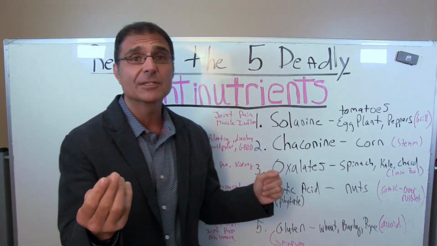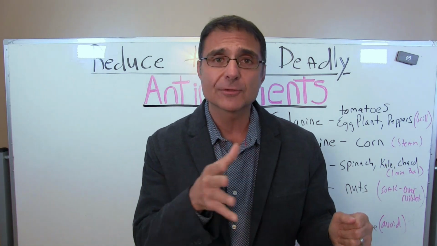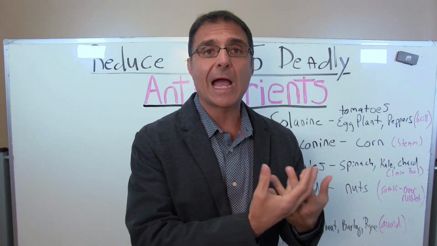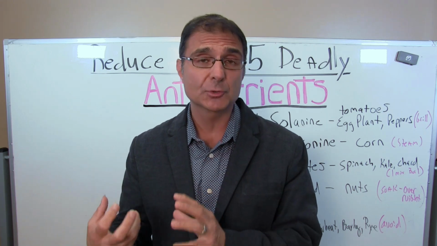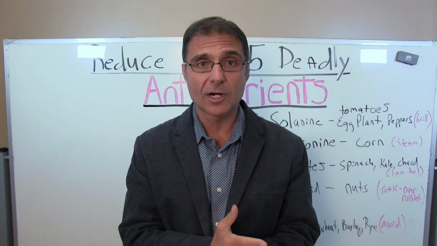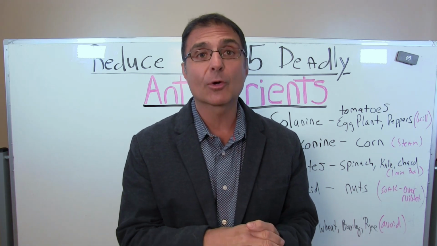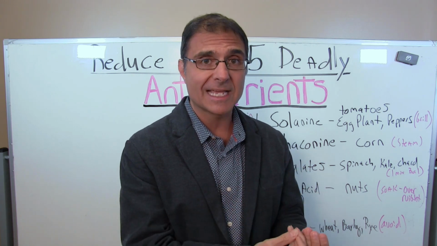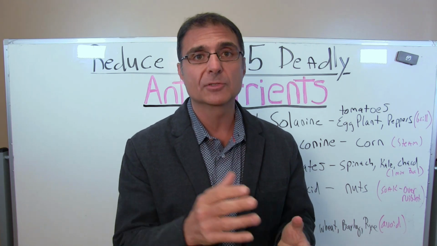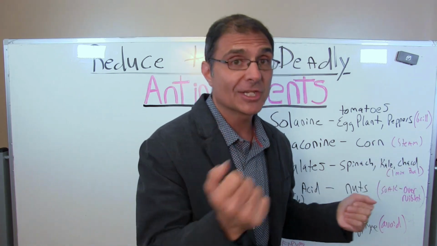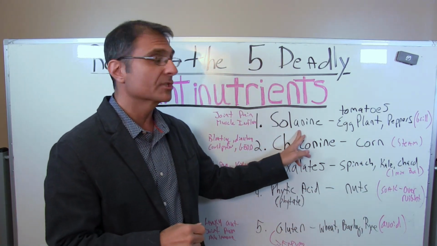All right, so an anti-nutrient is something that interferes with either our ability to absorb nutrition from our food or stops our body from doing a process that would be required to absorb nutrition from our food. So let's talk about the first one. The first one's called solanine.